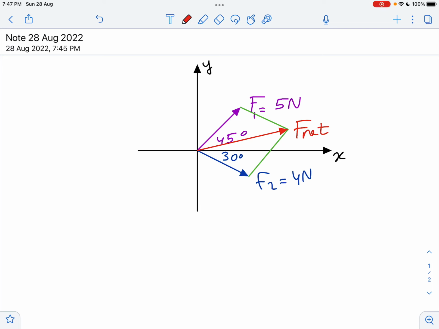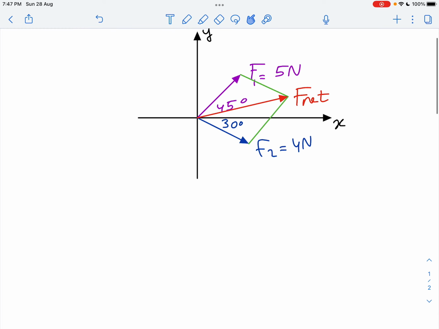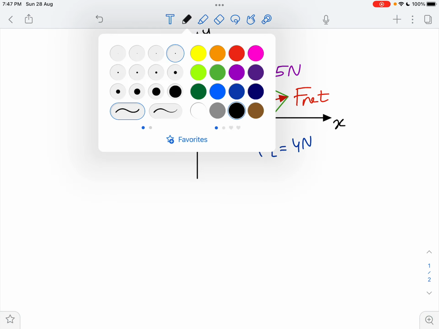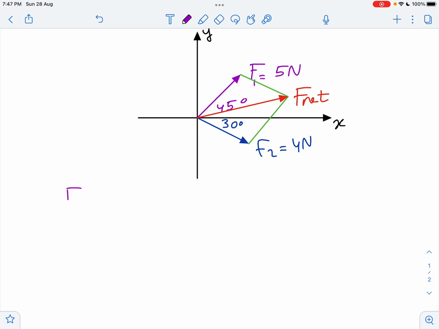Now, if I would like to find its magnitude and direction, how to do that? Since the angle between the forces is not 90, I need to resolve the forces first, put them along the x and along the y, and then I use Pythagoras and the tangent function. So we'll start with F1. So for F1 now, I will find the x component of F1.